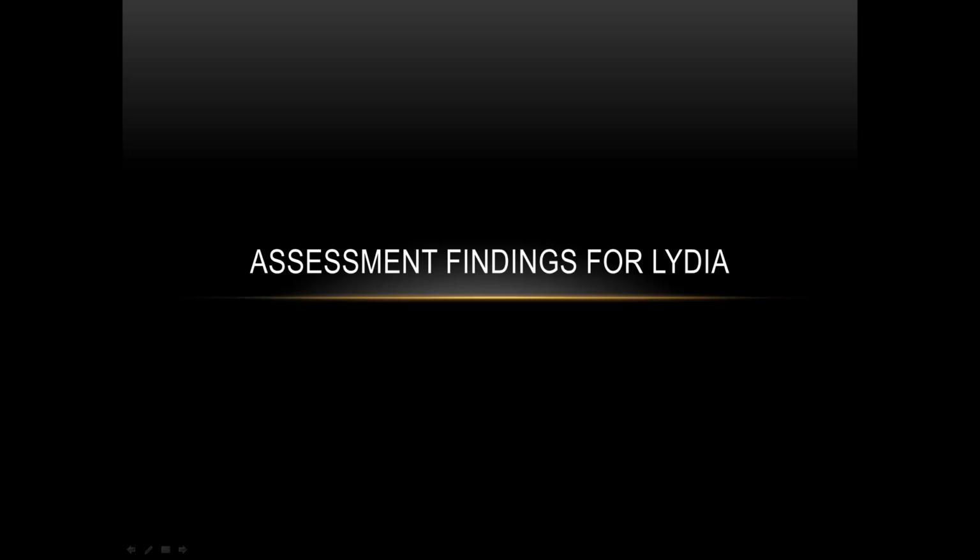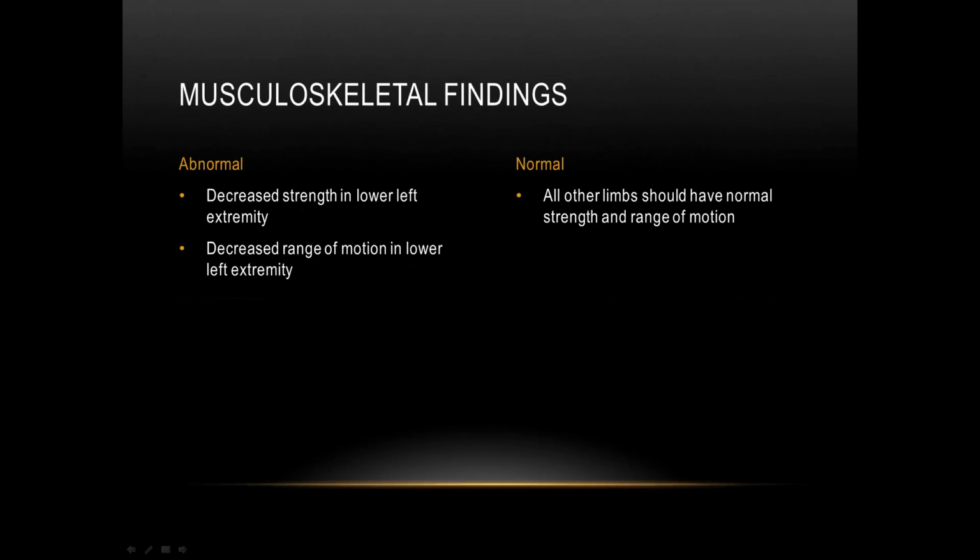Now let's look at some of the assessment findings for Lydia. First, we will look at the musculoskeletal system. It is important to assess the musculoskeletal system in Lydia's case because of the amount of trauma to her hip caused by the fall and the surgery. We want to make sure that she is healing well without any problems. We would find that Lydia's strength and range of motion to be decreased in her lower left extremity due to her pain and swelling. The rest of her limbs shouldn't present any abnormalities.